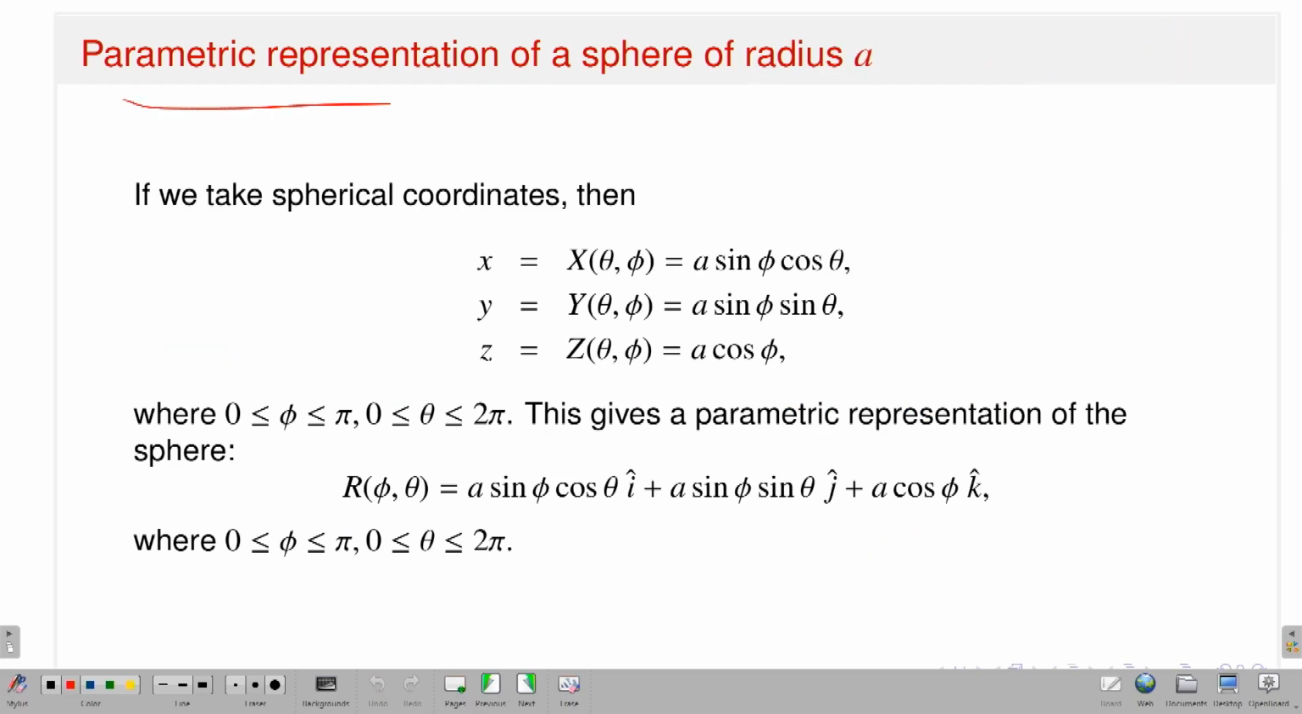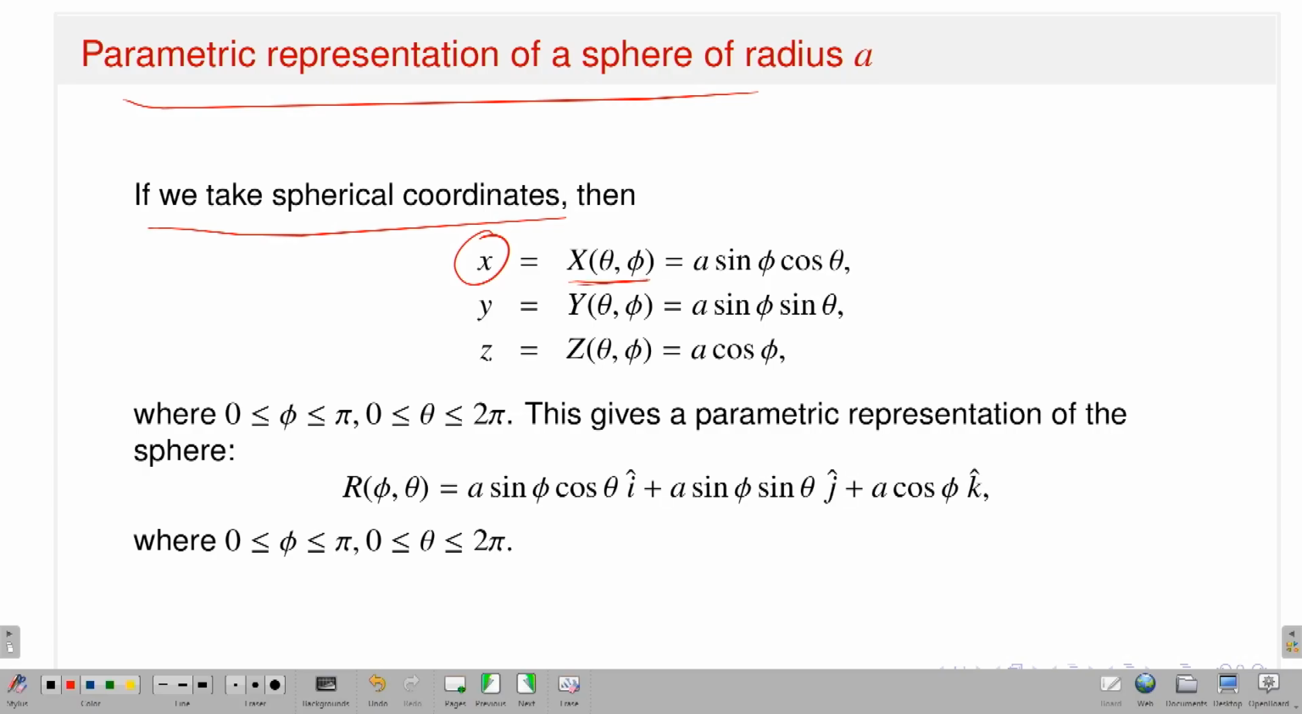For example, if I talk about the parametric representation of a sphere of, say, radius a, suppose you have a sphere in three-dimensional Euclidean space with radius a, then what will be the corresponding parametric representation? Then the spherical representation, if you see. If you take the spherical coordinates, then as I already discussed, you can write your components small x, small y, small z, that means the Cartesian coordinates, in terms of theta and phi.